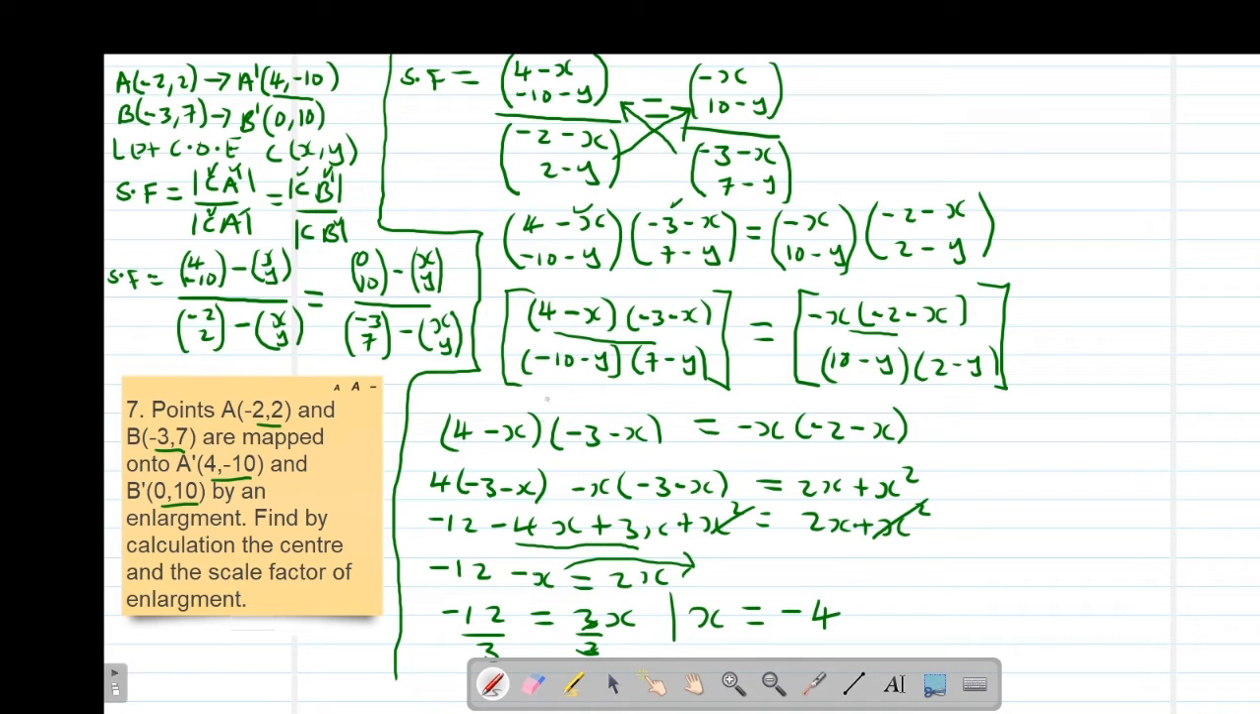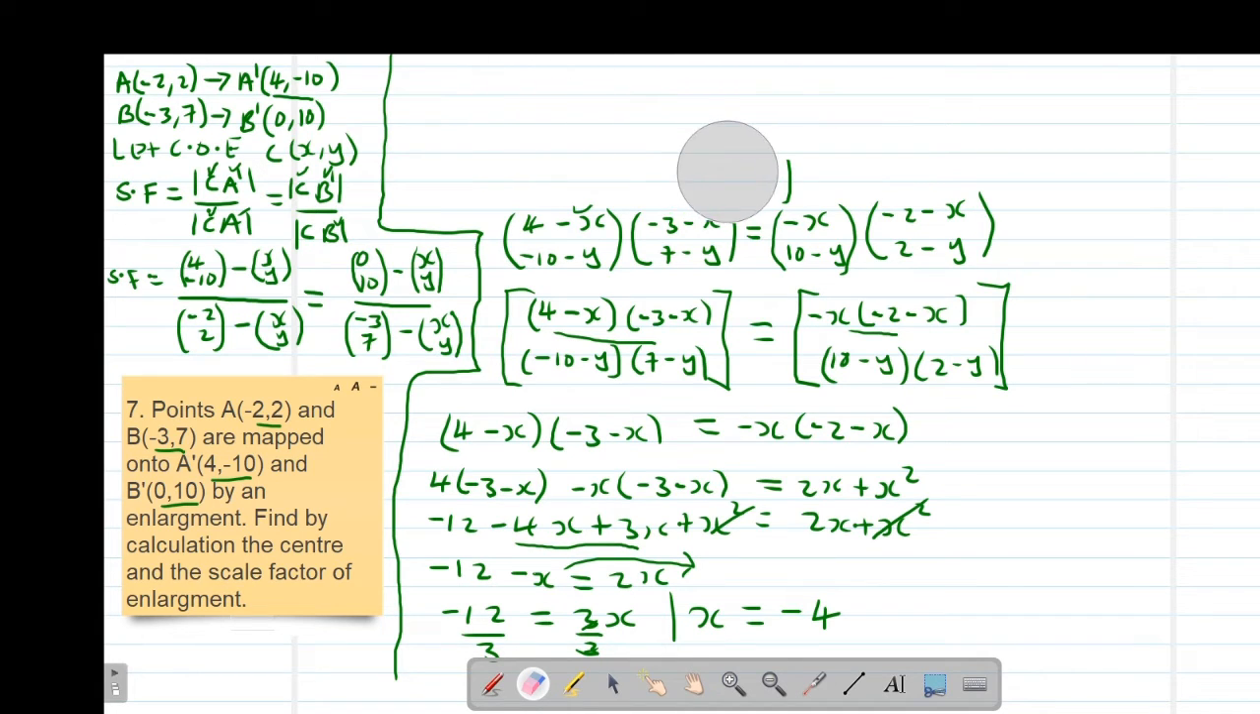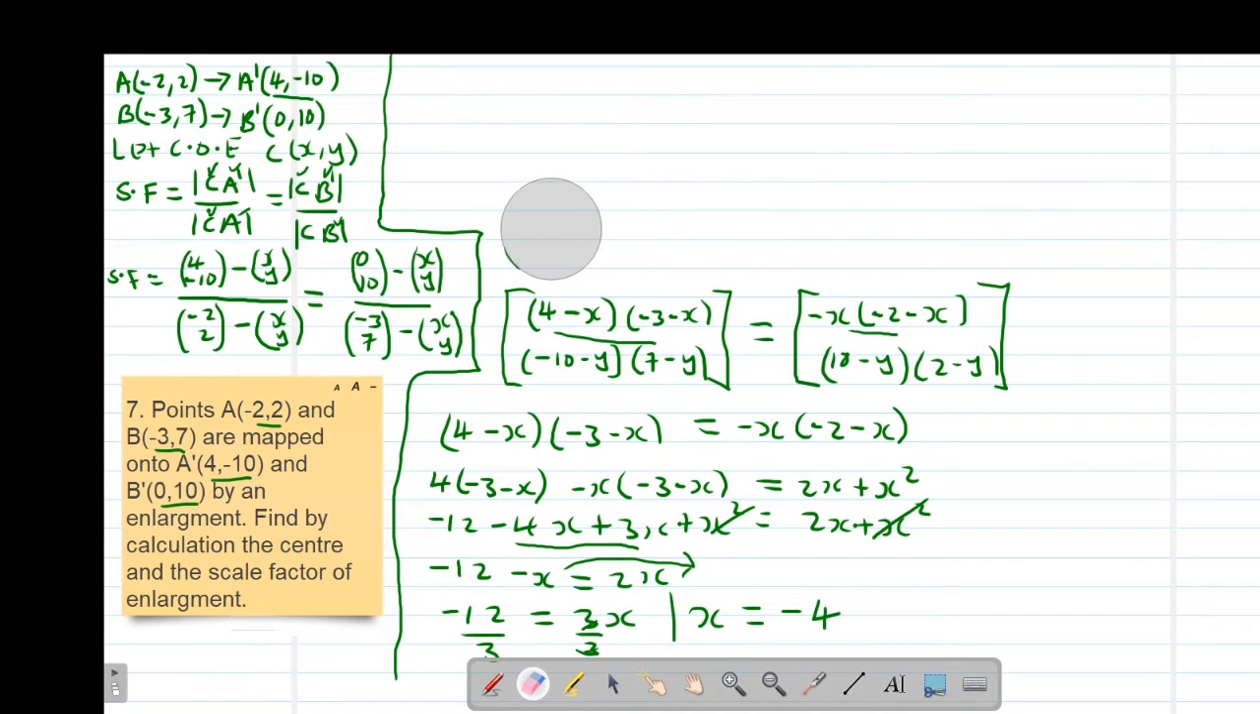Then we also need to look for the value of y. Let me create some space here. We also need to compute for the value of y. So remember, if you want to find the value of y, you are simply going to equate the equations on the lower side. That is negative 10 minus y multiplied by 7 minus y.